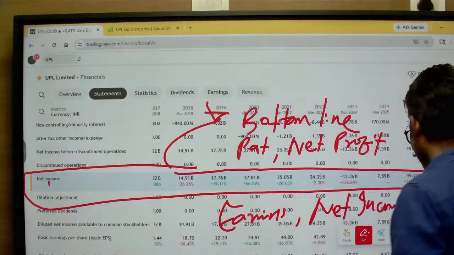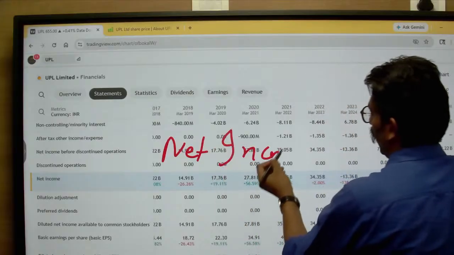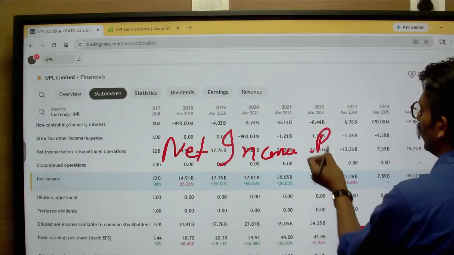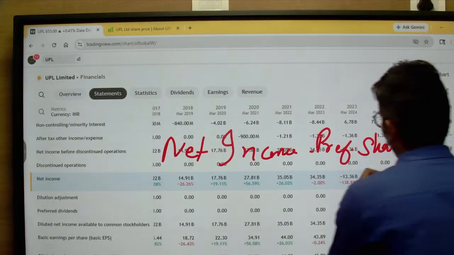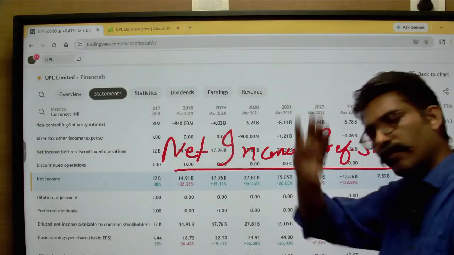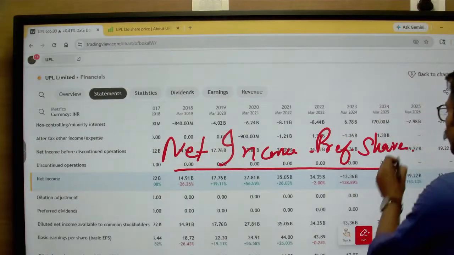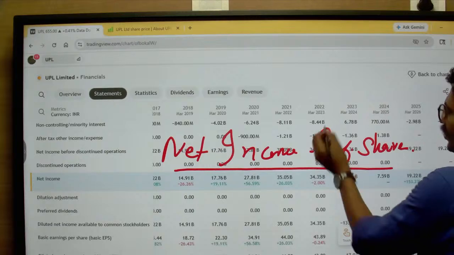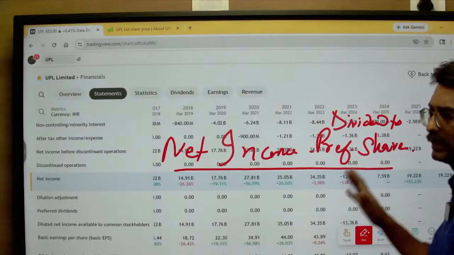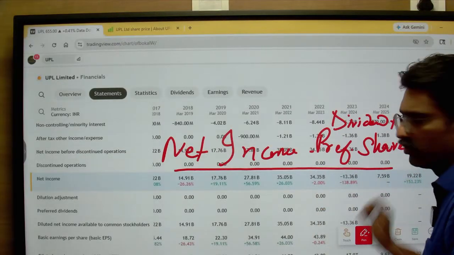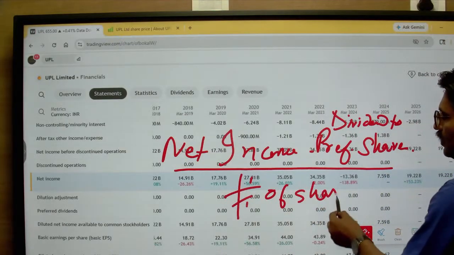Now once you have the net income, anything that you have paid to the preference shareholders. Preference shareholders are not your ordinary shareholders. They have a preference, they get a preferred dividend, there is a fixed dividend, and they do not have voting rights. We will talk about it in detail when we talk about capital structure. So, net income minus the preference dividend to preference shareholders, or any dividend paid to any class of share other than the equity shareholders. So, this is net income divided by the number of shares that have been issued.